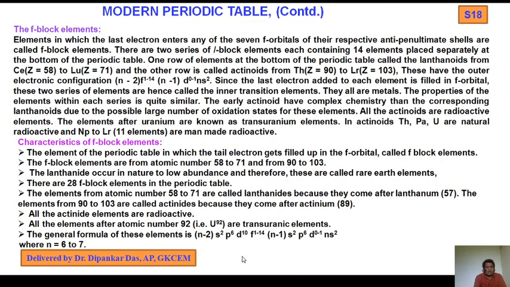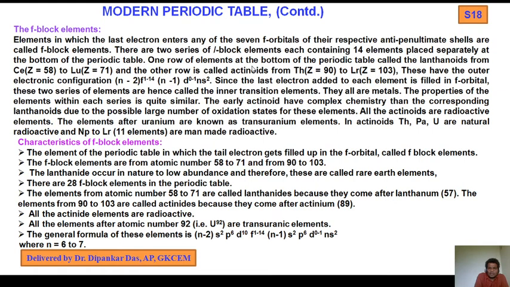Next, moving on to the F block elements. Elements in which the last electron enters any of the seven f orbitals of the respective antepenultimate shell are called F block elements. Although the details of the F block elements are not included, we just know the main characteristics of F block elements. F block means the total suborbitals are 7, so a maximum of 14 electrons can be accommodated. They are placed separately at the bottom of the periodic table.